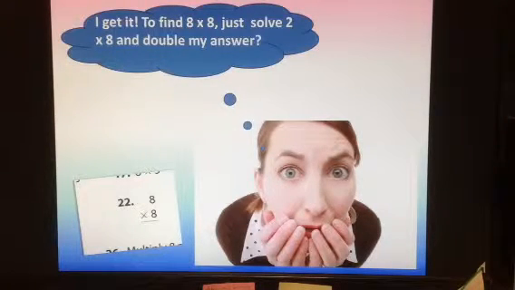I get it, she says. To find 8 times 8, just solve 2 times 8 and double my answer? No. Doubling 2 times 8 would only get you 4 times 8. You have to double 4 times 8 to find 8 times 8.